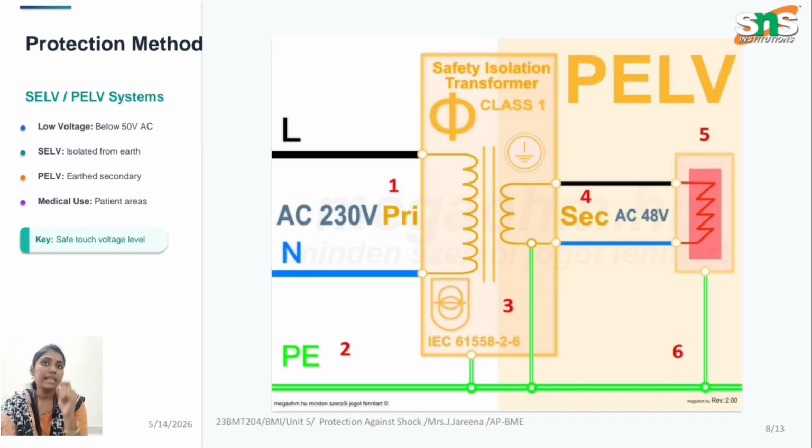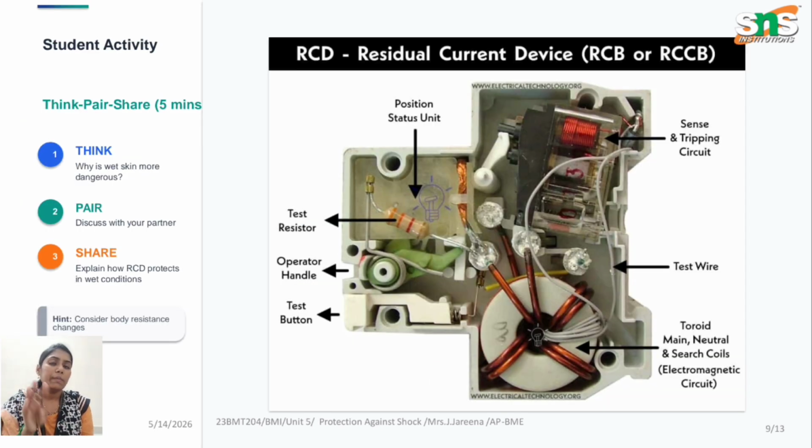The next method is SELV and PELV, that is separated extra low voltage or protected extra low voltage. It uses low voltage, for example below 50 volts AC, giving protection, and it isolates the circuit from the earth. It detects any imbalance between live and neutral, and immediately trips fast. It disconnects the mains from the patient circuit, so whatever faulty current is there from the mains will not go to the patient. That is also one kind of protection method. Here we follow the SELV and PELV systems. So in this class we have discussed four different protection methods.